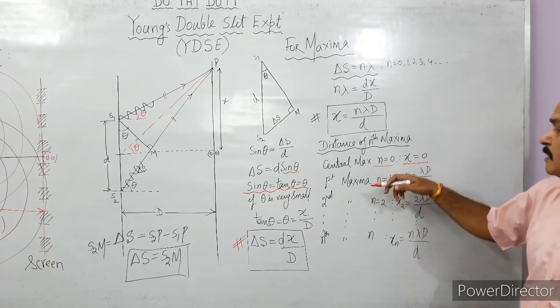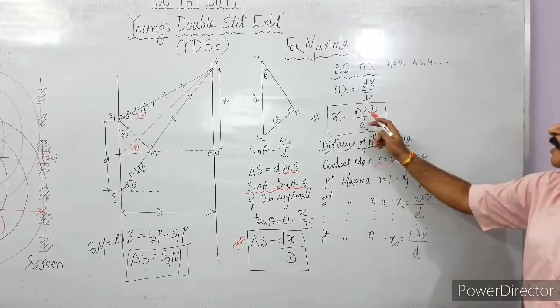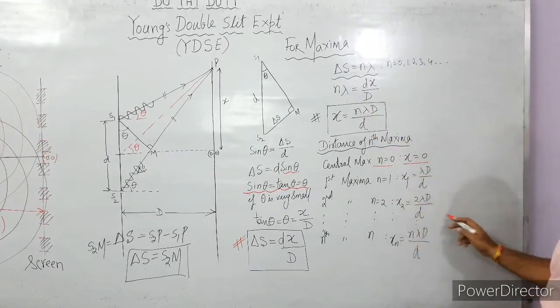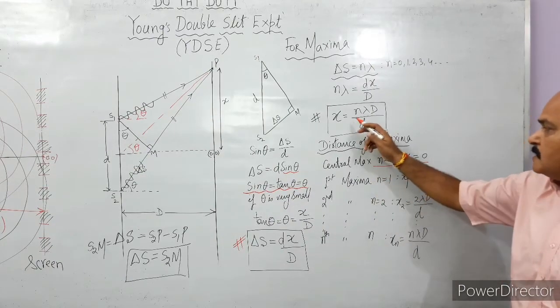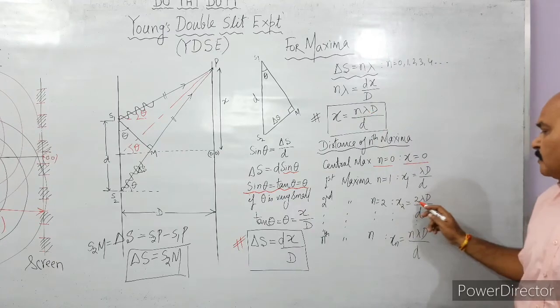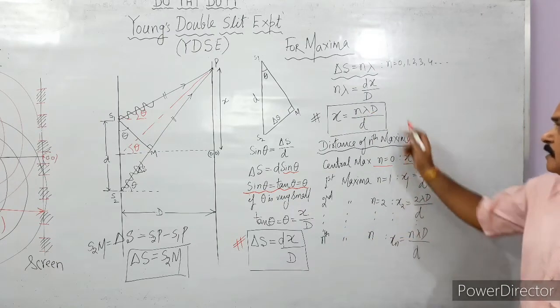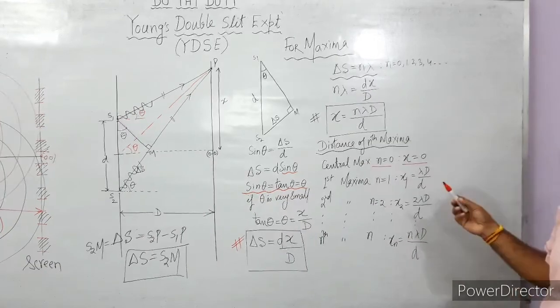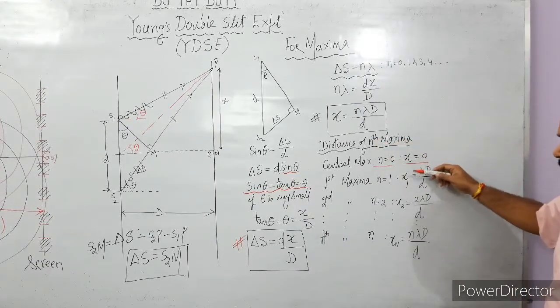For second minima, we write n is equal to 2, and we get 2 lambda D by d as the distance of second minima. For third maxima, we write n is equal to 3, we get x as 3 lambda D by d, and so on for nth maxima. Children, we can see here that all maximas are equispaced.